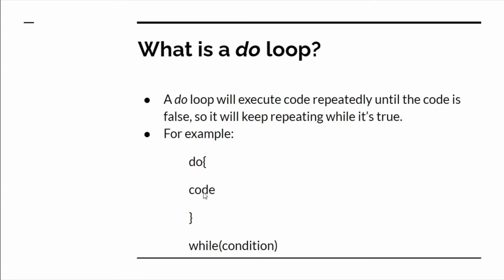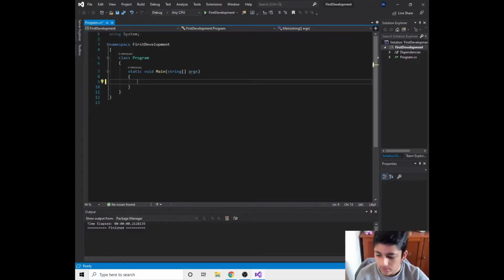So let's get on to Visual Studio. So here we are on Visual Studio, and let's go through the first step, the while loop. We want to first make an integer variable. If you want to make an integer variable, we just write int, then we could write x equals 0.